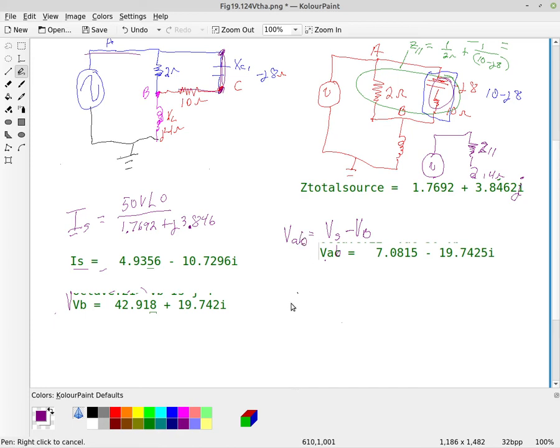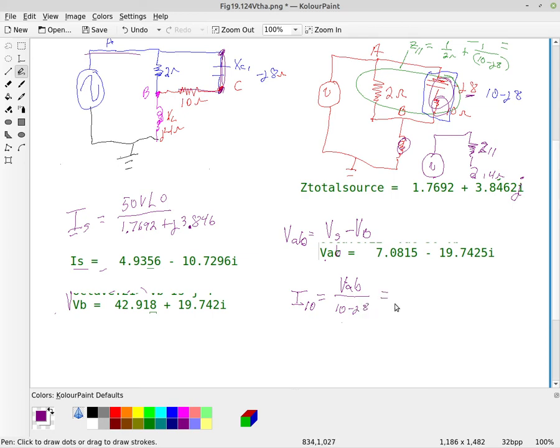So the current through my 10 ohm, which is also the current through the capacitor, but I'm just going to mark it as current 10 ohm because that's what I need to do. I need to find this voltage. I already have this voltage. If we add these two voltages together, we'll have Thevenin. So the current through the 10 ohm is going to be VAB divided by 10 minus J8. And that'll be the current through the 10 ohm.